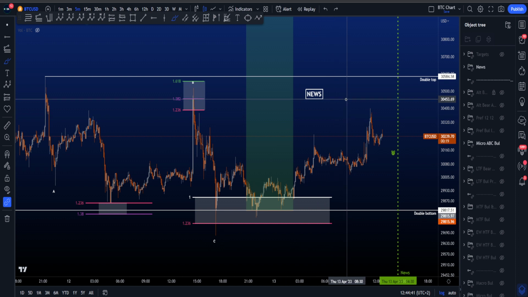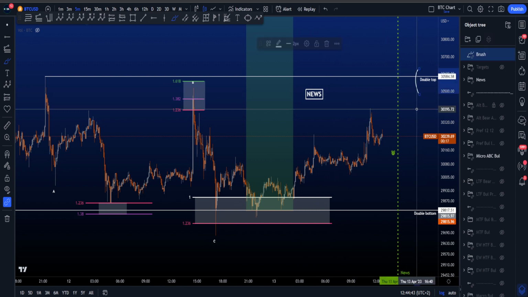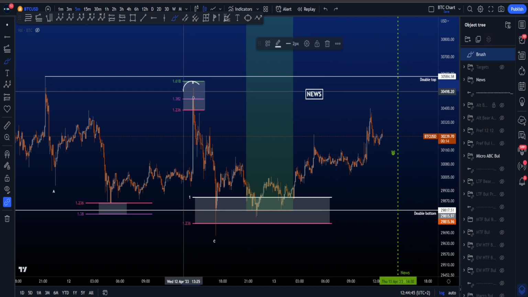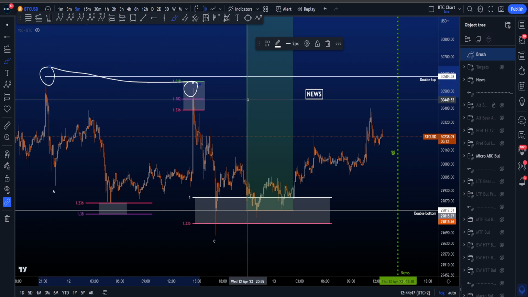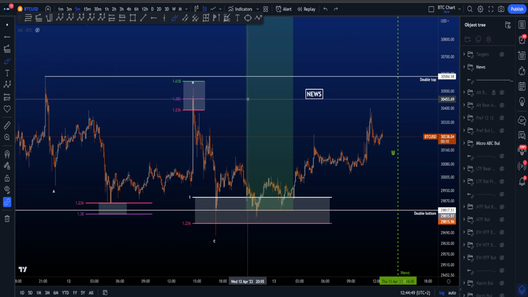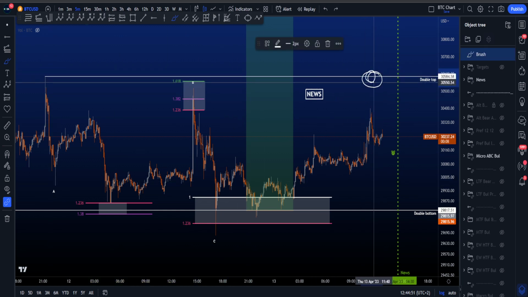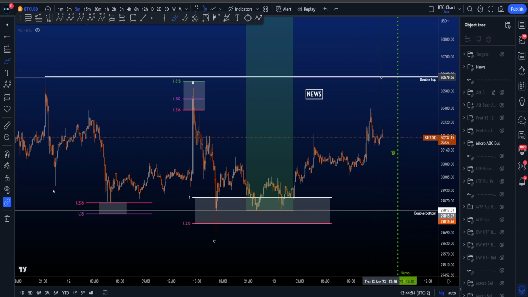upside, where basically my first target of interest is the double top at 30.6k, because we have a high over here and a high over here, so there must be some liquidity resting above, and we have to wait and see if price is going to get here, and then if it gets here, what it is going to do.